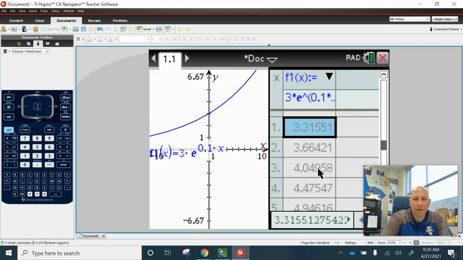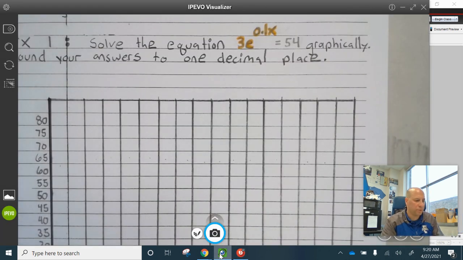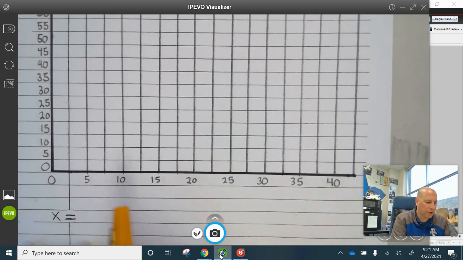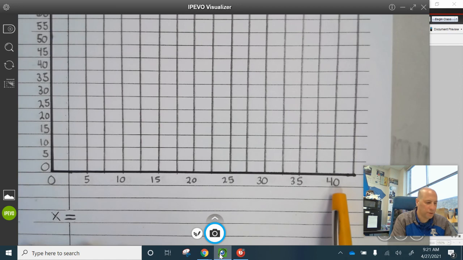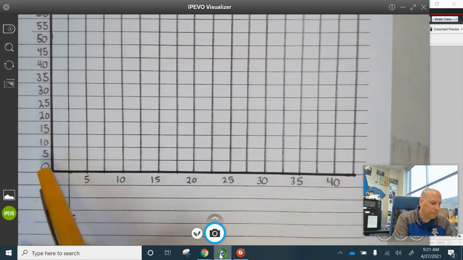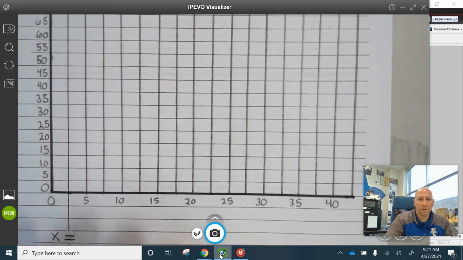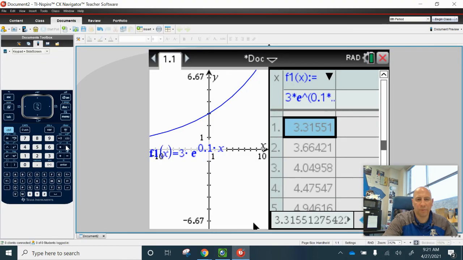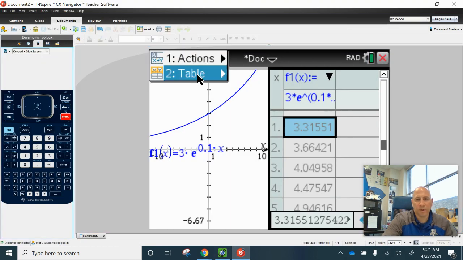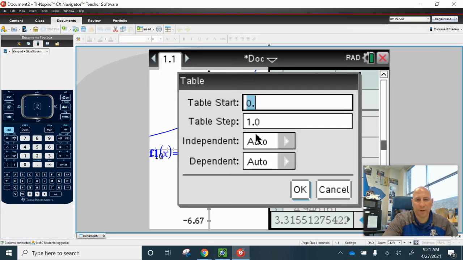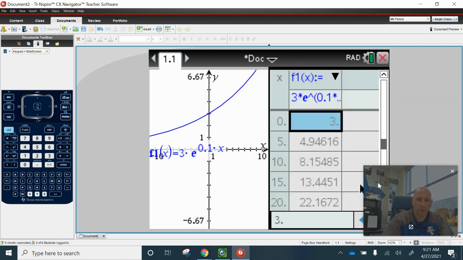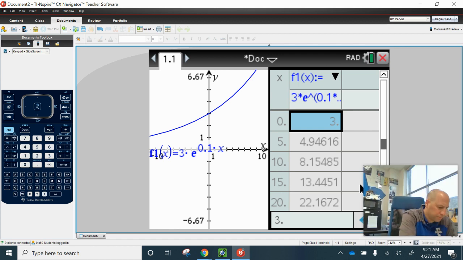Now we want to match our table with the table here. So our x's are counting by 5s and they go to 40, and our y's are counting by 5s and they go to 80. Okay, so let's adjust our table that way. So we're going to go to Menu, Table, Edit Table Settings. So our table start is we want to start at 0 and we want to count by 5s and press OK. All right, so now our first point is 0, 3.